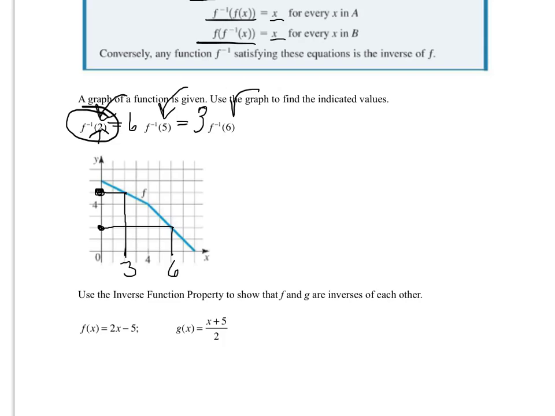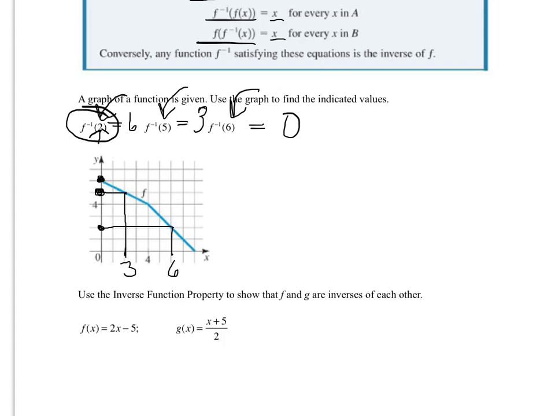Finally, f inverse of 6. Again, the domain of f inverse is the range of f. And so that 6 is in the range of f. So where is 6 in the range of f? 6 in the range of f is on the y-axis. There's 6. And the graph happens to go through that point because that's the y-intercept. So f inverse of 6 is 0. That's the x-coordinate of that point.